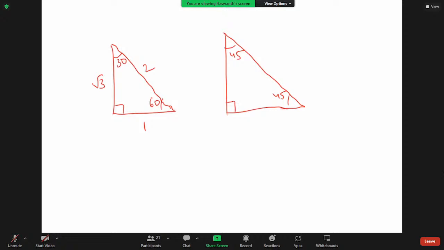Whereas in a 45, 45, 90 triangle, sides are in the ratio 1 is to 1 is to root 2. So when one side of the triangle is given, using this ratio you can find out all the other sides, or the area, or the perimeter. Anything related to this triangle which he is asking.